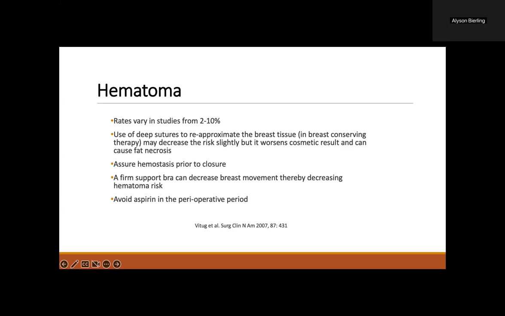So the most important thing is to assure hemostasis prior to closure. Even so, as women get up and move around, the breast will bounce and move around, and that can knock a clot off a vessel and start some bleeding again. So have them wear a very supportive bra for at least a week after surgery, and try not to do a lot of bouncing activities for a few days. If they have an exercise program, make sure that it doesn't jar the breast around, and avoid aspirin in the perioperative period.